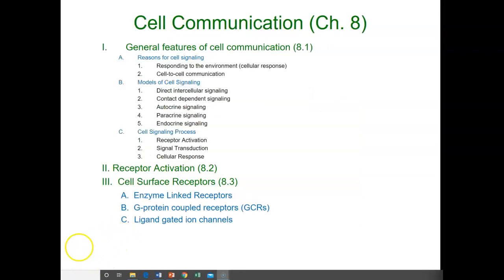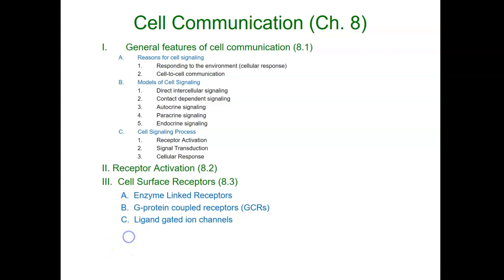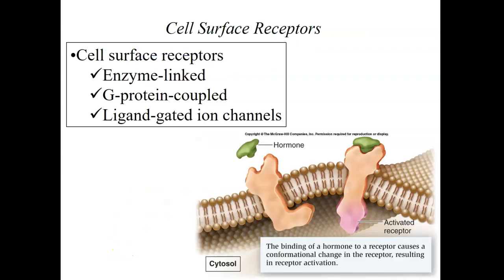So we are going to skip section 8.2 of your textbook on receptor activation, and I'm going to give you an overview of section 8.3 on the different types of cell surface receptors, and then we will go deeply into section 8.5, which is enzyme-linked receptors, and then section 8.6, which are the G protein-coupled receptors. But right now I'm just going to introduce all those, kind of big picture. With regards to our cell surface receptors, these are going to be enzyme-linked, G-protein-coupled receptors, or ligand-gated ion channels.